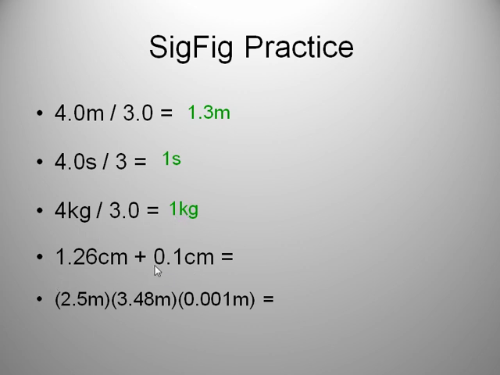Likewise, if we have one significant figure here now, we should have one significant figure in our answer. Here we would add these two, we would get 1.36, but we only have one decimal place here, so we should report the answer to be 1.4 centimeters.